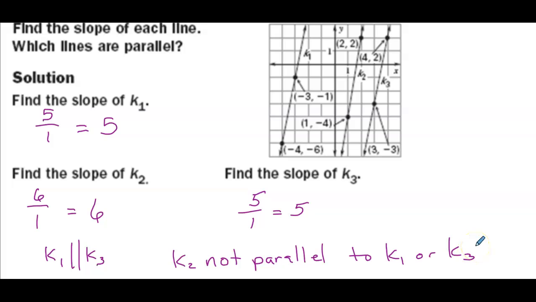That is how we determine whether we have parallel lines. We can do the same thing with perpendicular using the opposite reciprocal slope. That's it for this lesson. Do the practice associated with this, and then we'll talk some more about parallel and perpendicular lines.